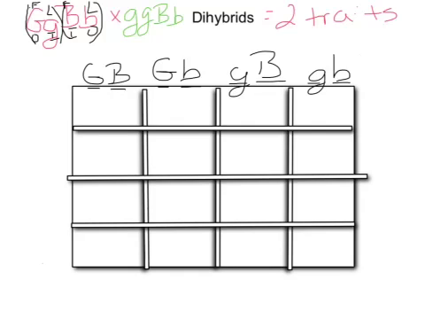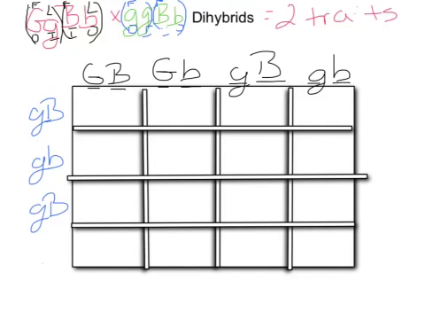I group my like terms and distribute my gametes. Then I just do my FOIL method. My first terms, little g, big B. My outside terms, little g, little b. My inside terms, little g, big B. And then my last terms, little g, little b. So those are the possibilities that the male mouse can provide.